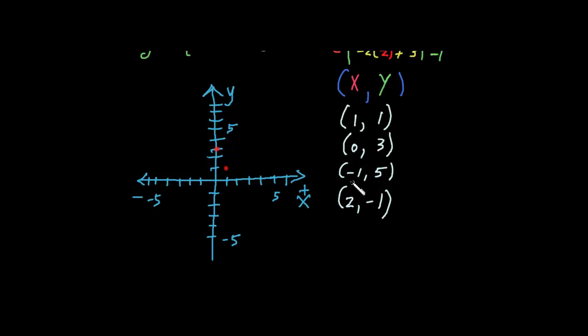What do we need next? -1, 5. Back 1 and up 5. There we go. And finally 2, -1: 2 over and down 1. There we go. All right, so we have it done, and those are our ordered pairs, graphed as dots.